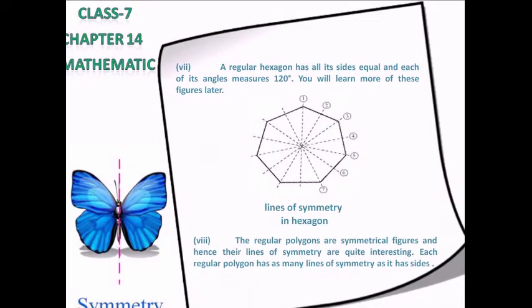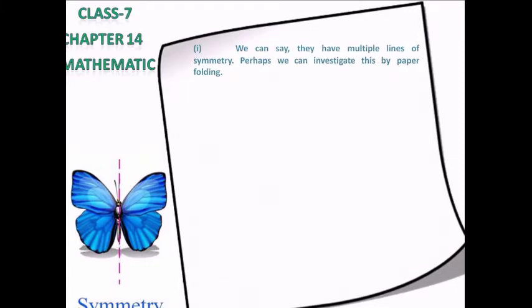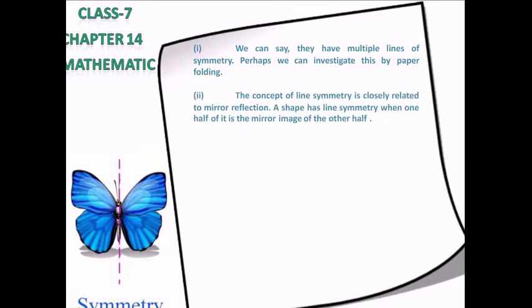The regular polygons are symmetrical figures and hence their lines of symmetry are quite interesting. Each regular polygon has as many lines of symmetry as it has sides. We can say they have multiple lines of symmetry. Perhaps we can investigate this by paper folding. The concept of line symmetry is closely related to mirror reflection. A shape has line symmetry when one half of it is the mirror image of the other half. A mirror line thus helps to visualize a line of symmetry.